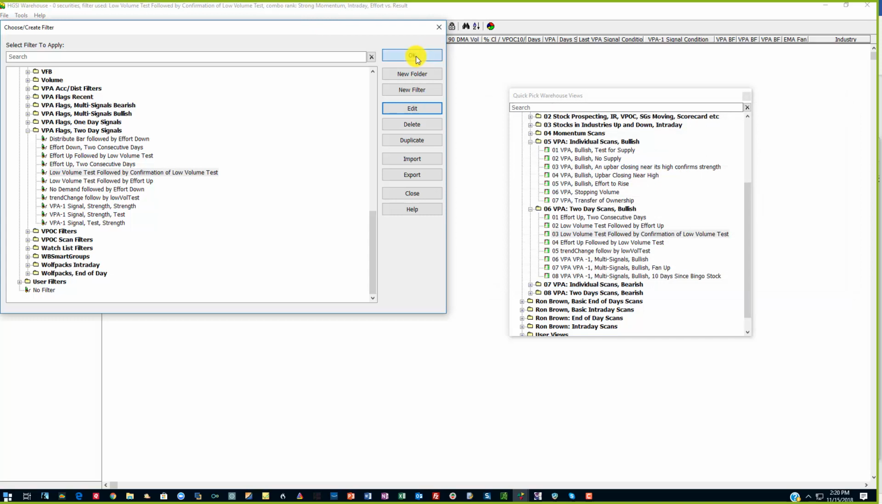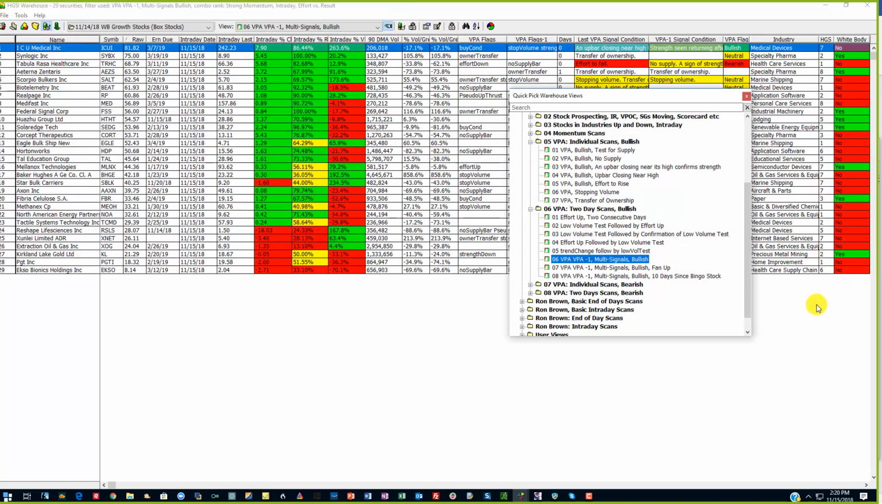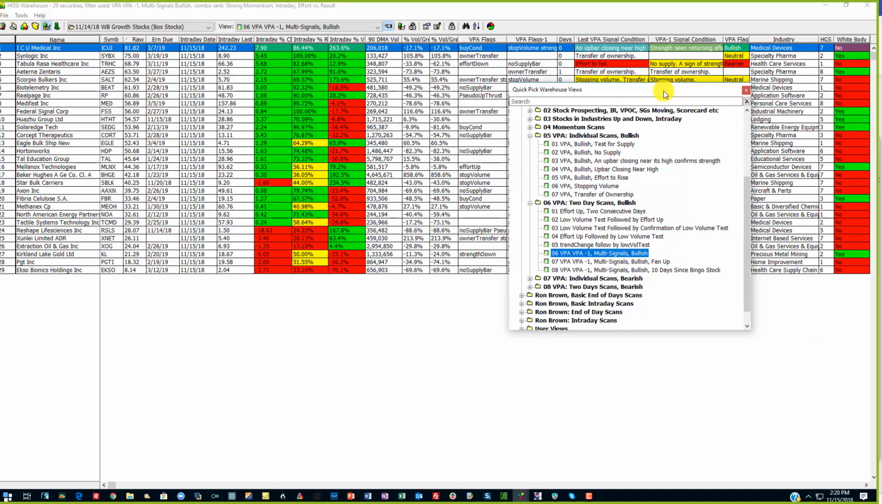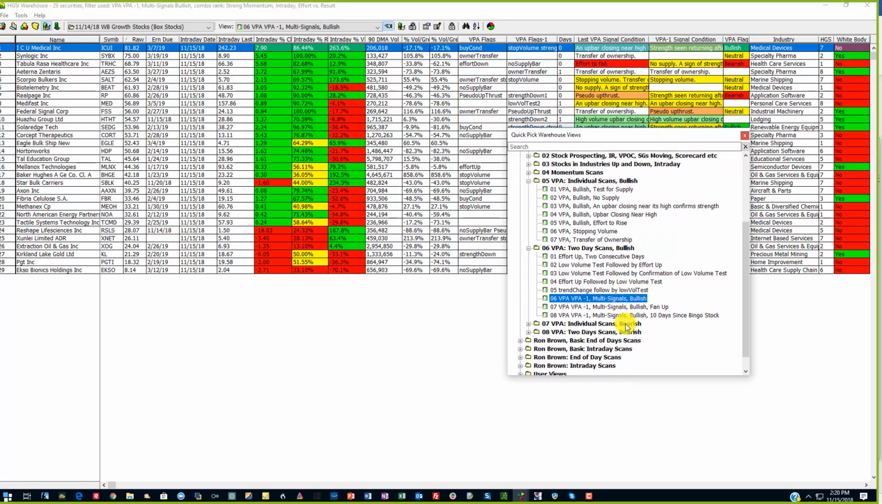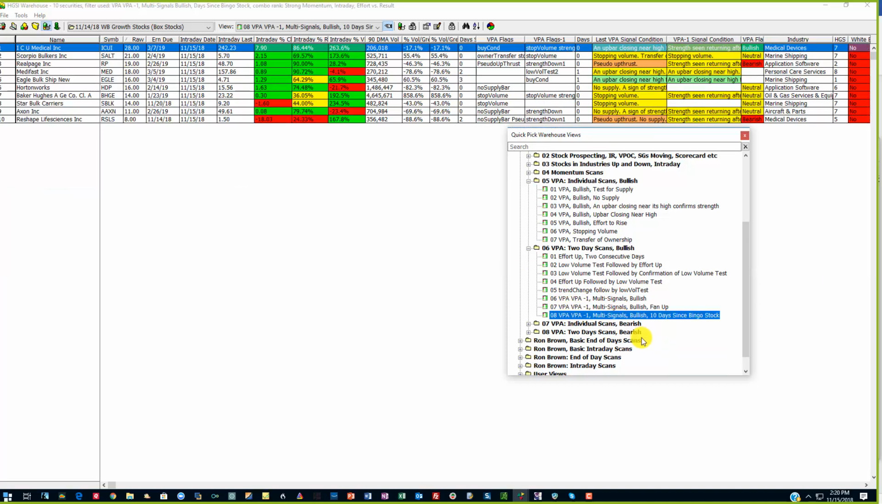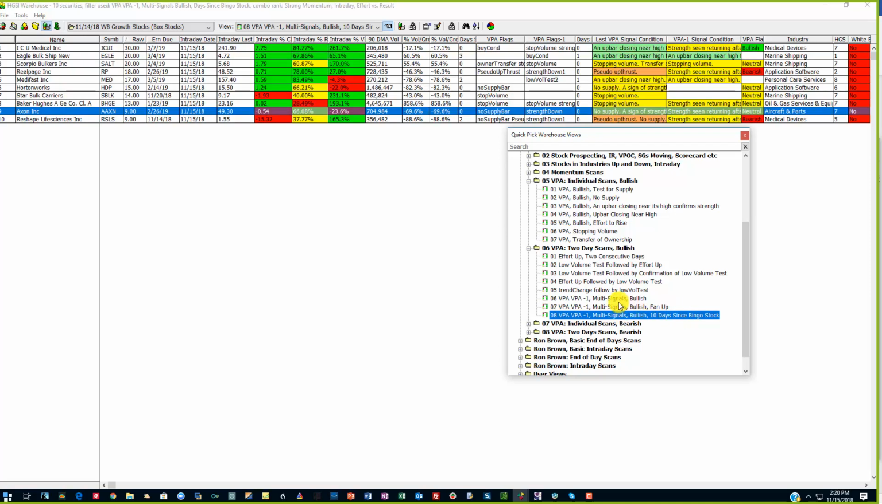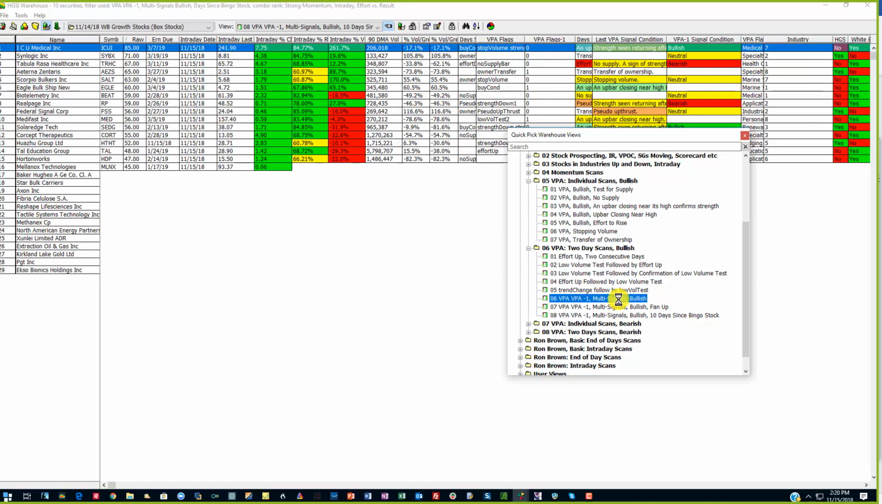So what I decided to do is go with what I call a multi-signal bullish. And I have three different screens in here. One has all the signals. The second one has a fan up requirement. And the third one, this is for bottom fishing. Multi-signals bullish, 10 days since the bingo stock. And I'll go over these in depth here.